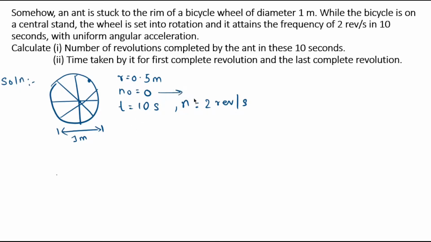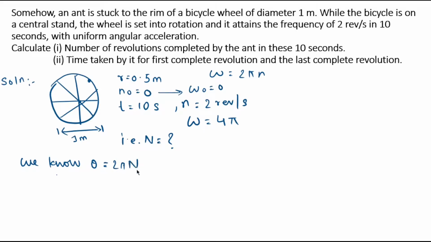For n naught we know that omega is equal to 2 pi n. For n naught, omega naught will be 0 and for n, omega will be 4 pi. First of all they said to calculate the number of revolutions completed by the ant in 10 seconds. So we need to calculate the number of revolutions the wheel has taken. We know theta equal to 2 pi n, so n equal to theta upon 2 pi. First we need to find theta, our angular displacement.